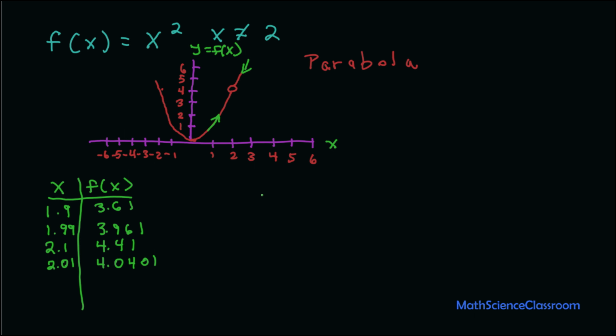So what we'll write is the limit of f of x, and in this case f of x equals x squared, as x approaches 2, the limit is 4.